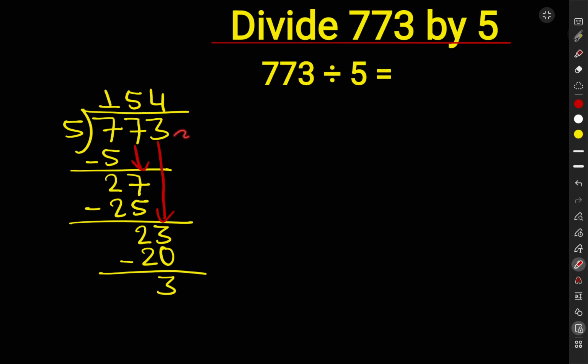So now we have no other number to put down. So we put a decimal here, so that we can put 0. So it is 30 and 5 times 6 is 30. On subtracting we get 0.